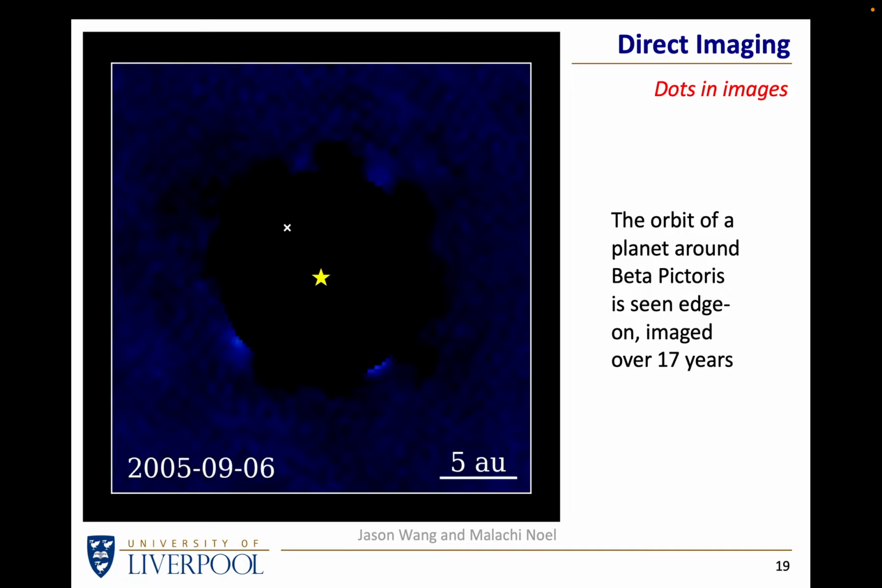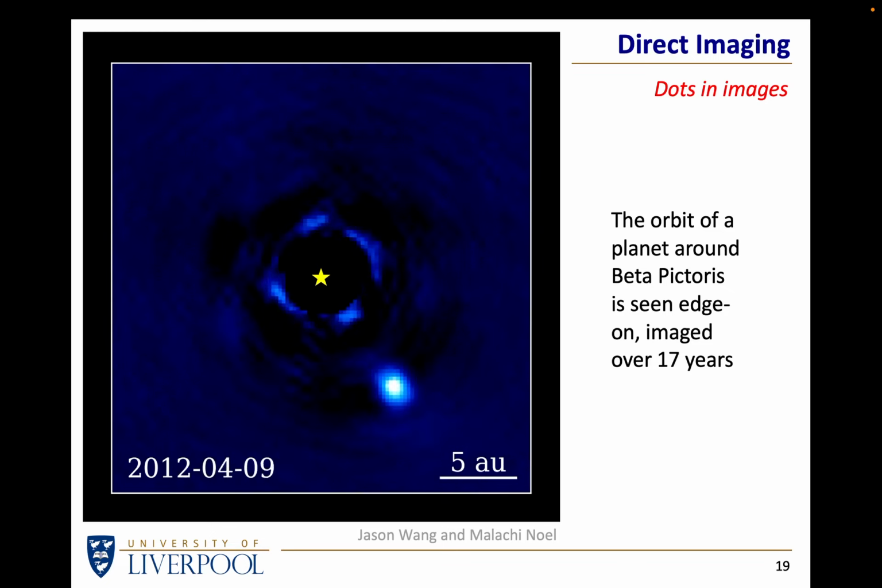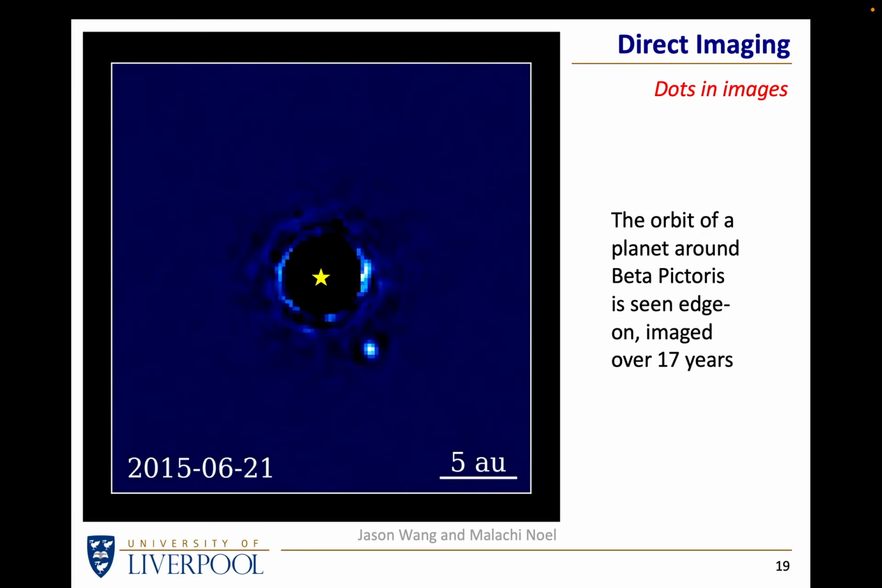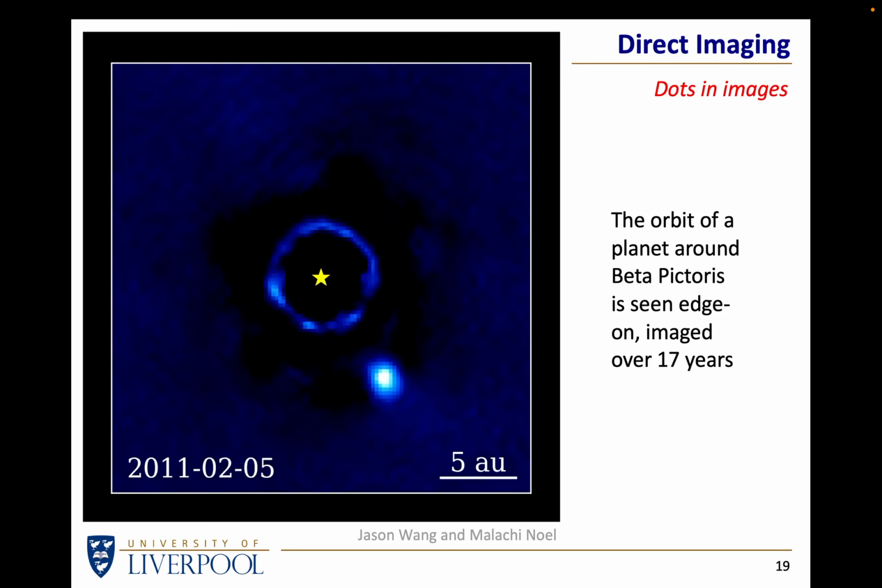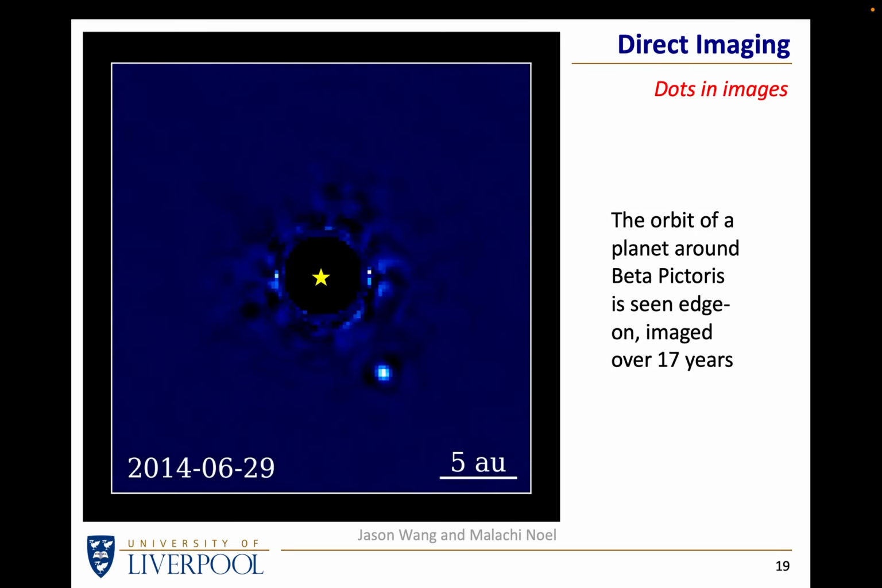And here's another one where this time the planetary system is edge on. So again, we're blocking out the star, but when the planet is far enough away from the star, then it's possible to see it as a little blob. Too close to the star, we don't see it, but when it's far enough away from the star, it's possible to see a clear planet.